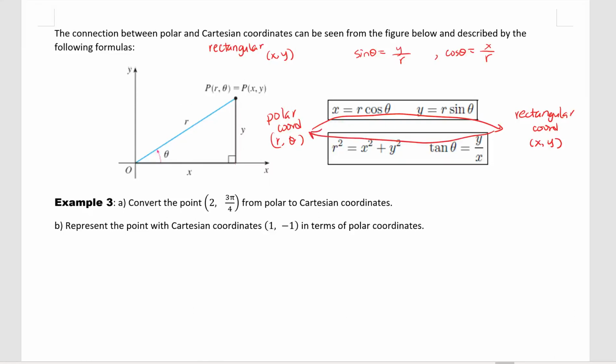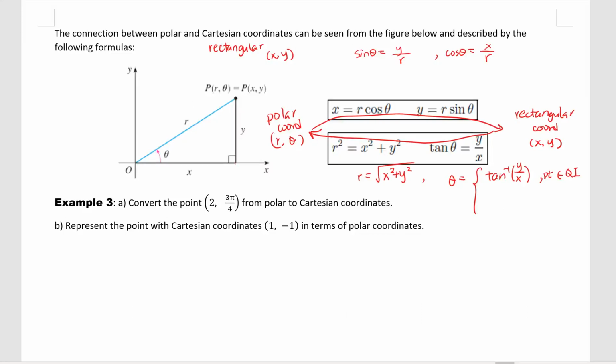Well, we know r squared equals x squared plus y squared. So r is then the square root of x squared plus y squared. And because tangent theta is y over x, then theta is going to be arctangent. But you gotta be careful, okay? So it's arctangent of y over x if the point is in the first quadrant.